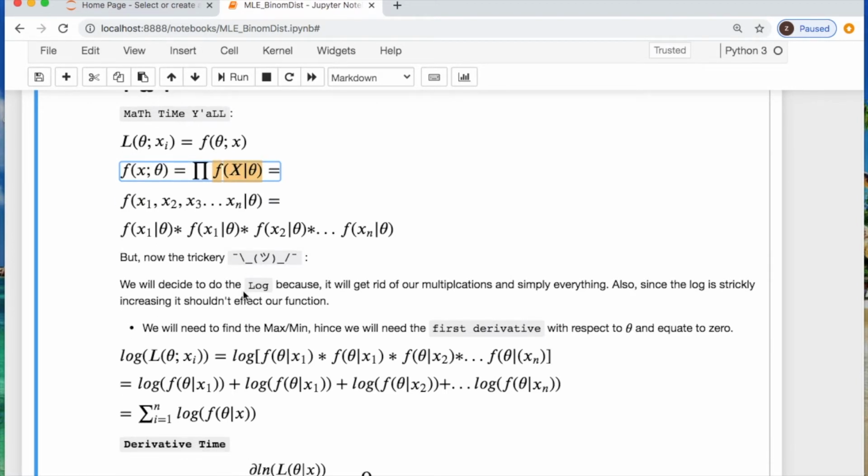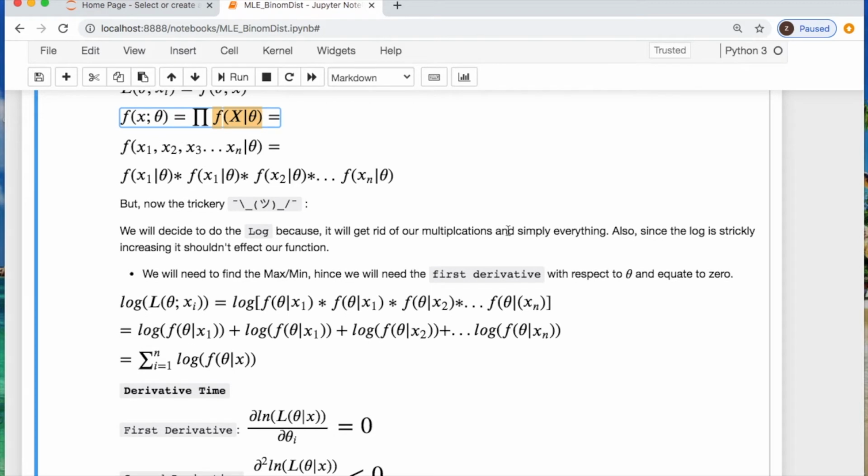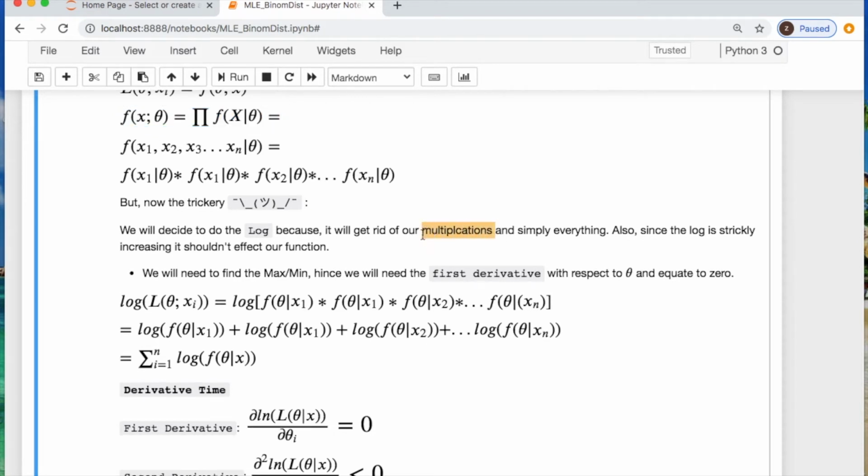But now we've got to do a little bit of trickery. The great thing is we're going to convert all of these multiplications into additions and use the log. We're using the log for a few reasons. One, it's not going to change or affect our distribution. The second thing is, anytime you have the opportunity to change a multiplication into an addition, you're in good business when it's computing power, as a side note.